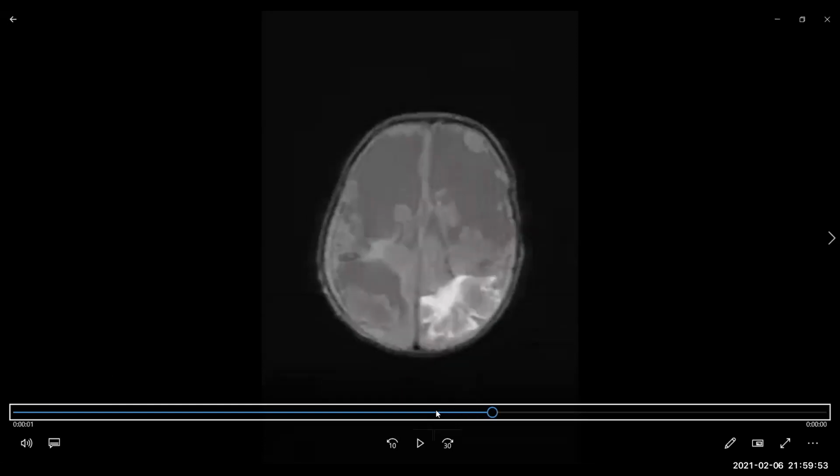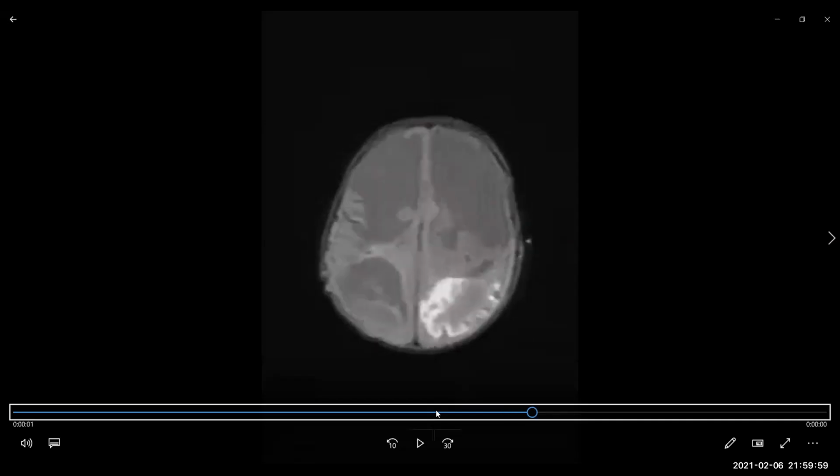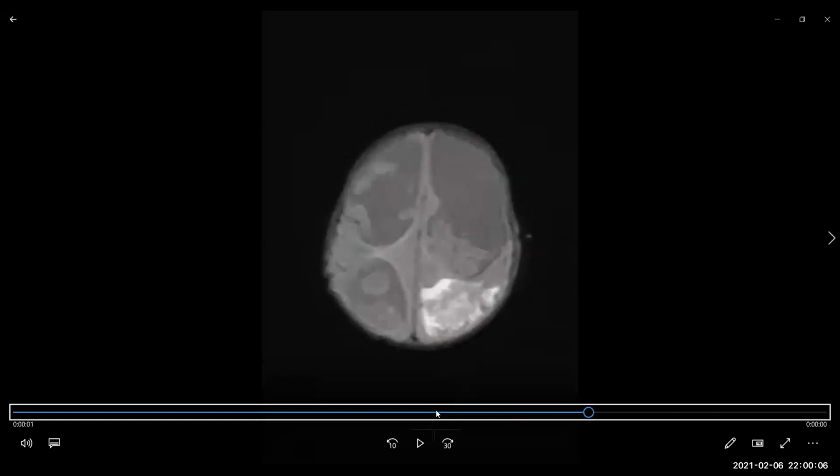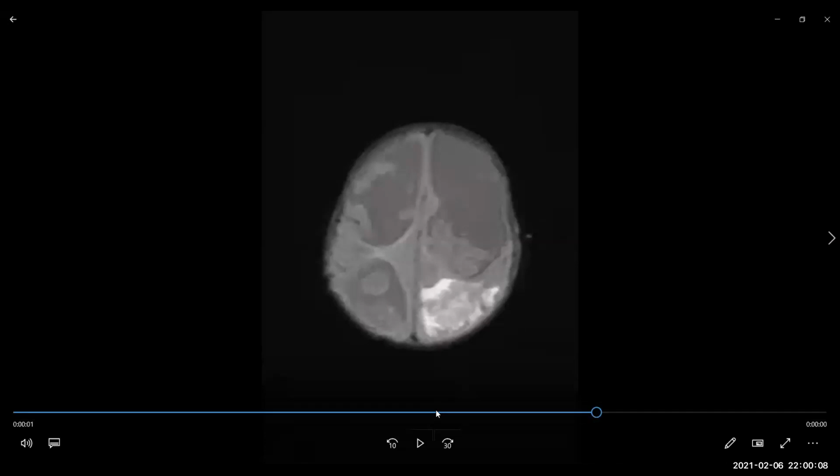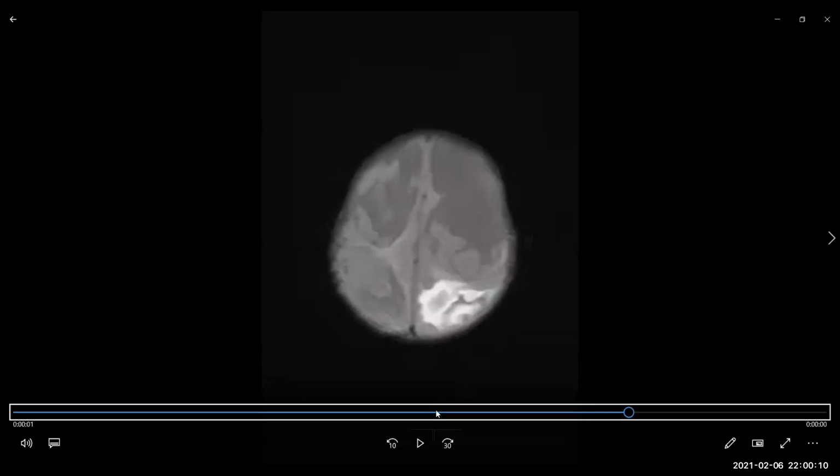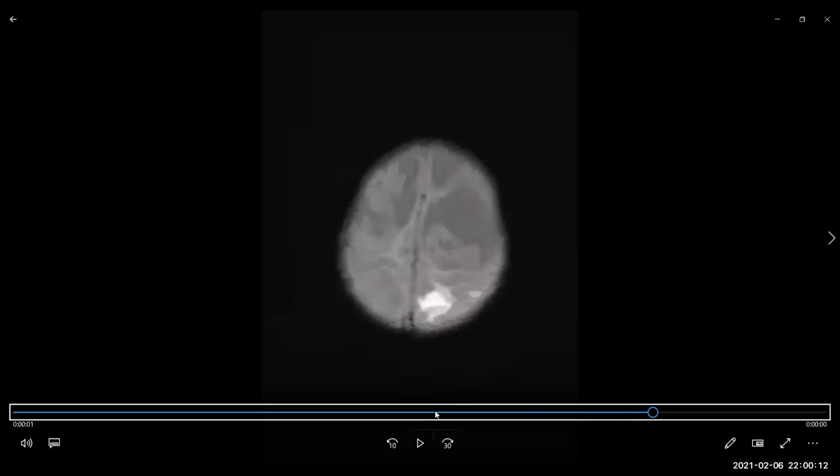Okay, so there is a diffuse T1 hypointensity involving the right parietal region also. I'm not seeing the ventricles clearly. That may be due to compression at the anterior part. So I would like to see the T2 weighted image if available, and the FLAIR or diffusion.